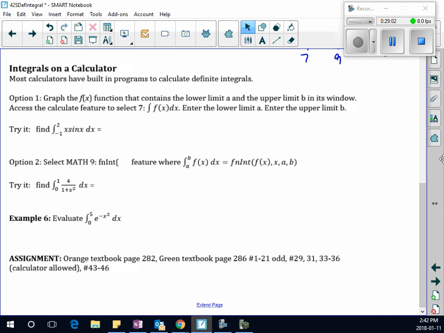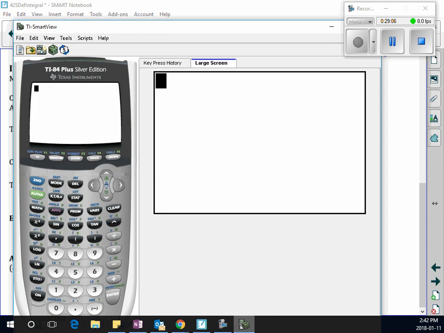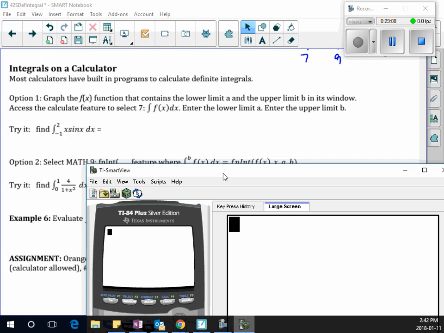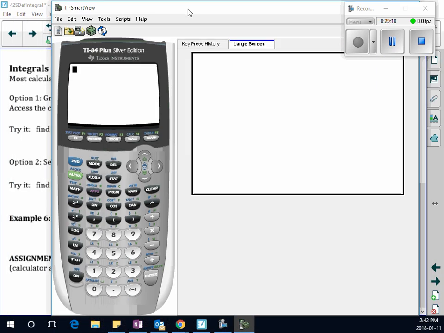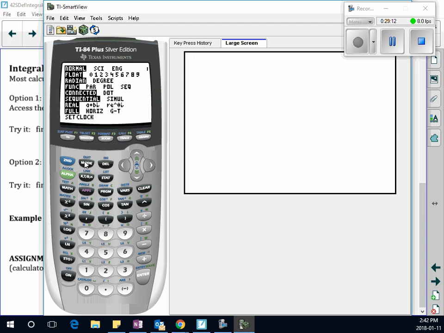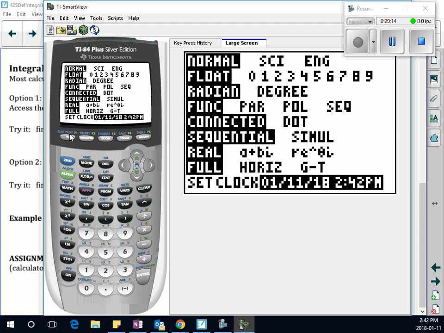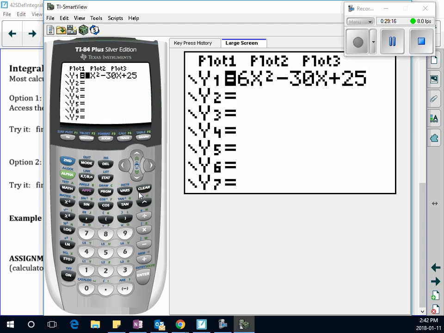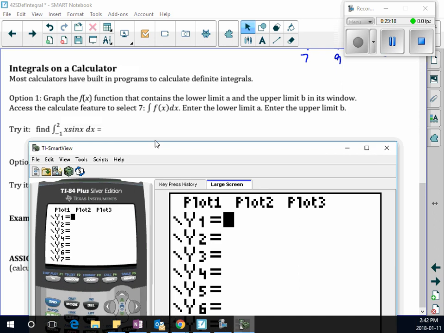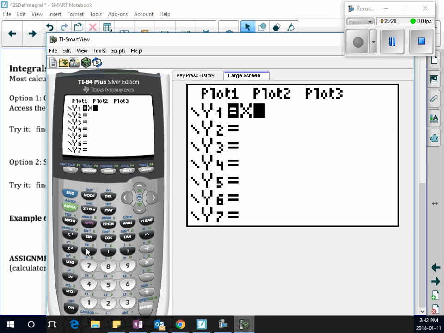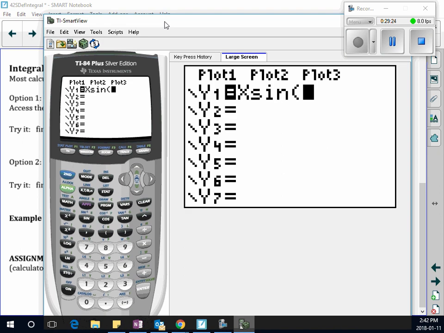Okay, so we're going to do both options right now. I want you to try both options because I think you need to get familiar with this. Option 1 is to graph the function. Make sure your mode is in radians first off. Then we're going to punch in the function x sine x.